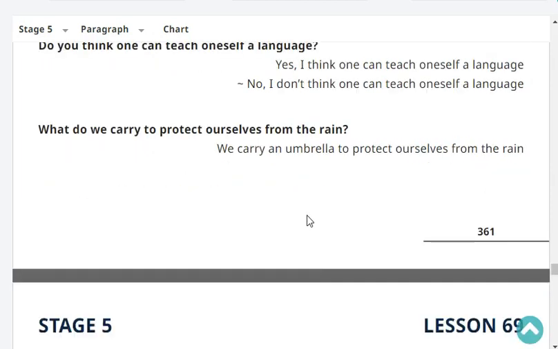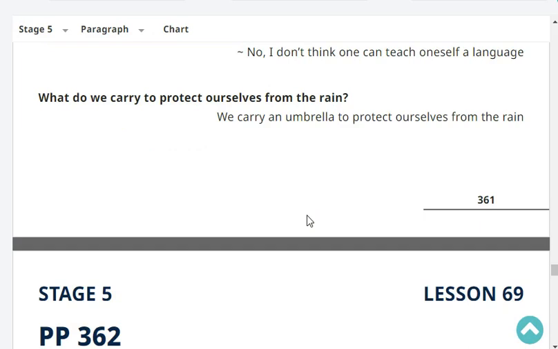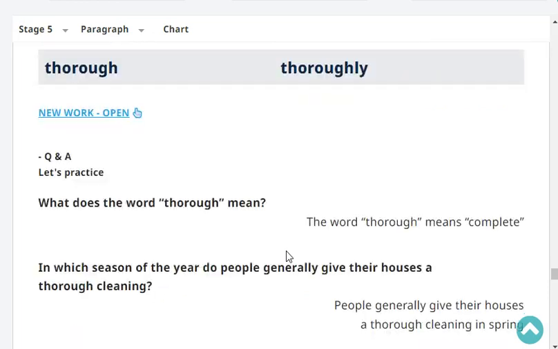What do we carry to protect ourselves from the rain? We carry an umbrella to protect ourselves from the rain. Very good.